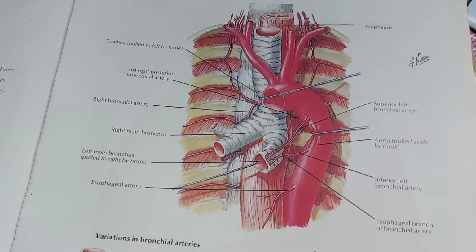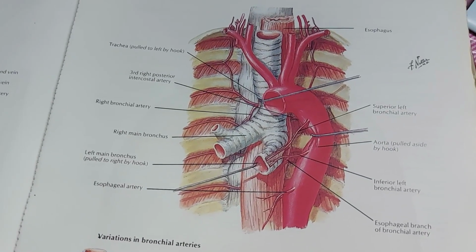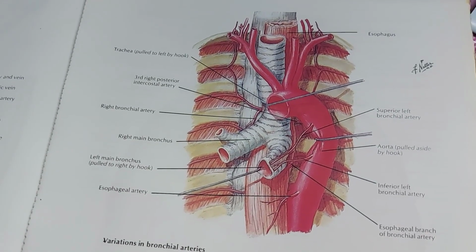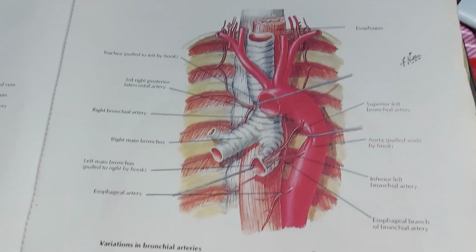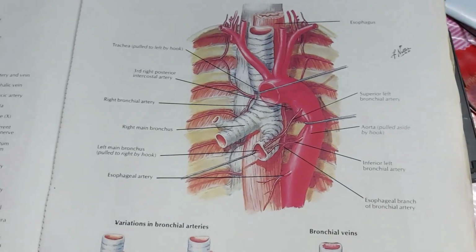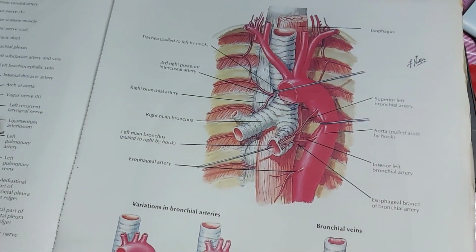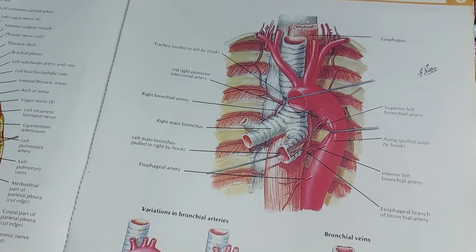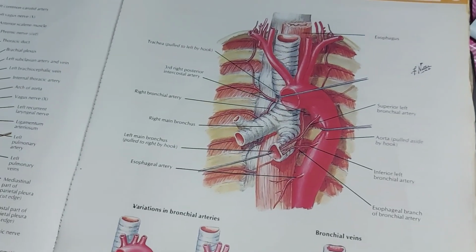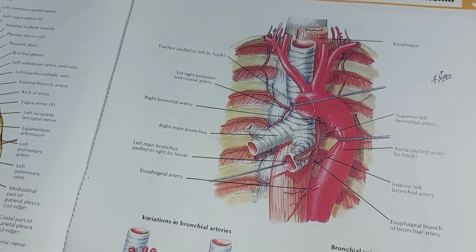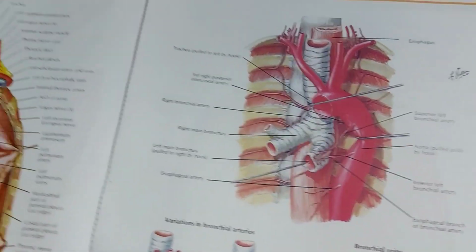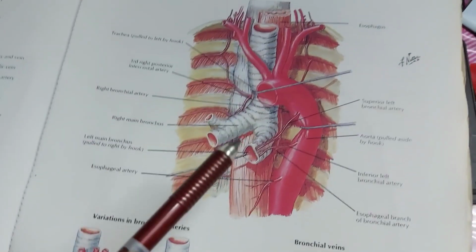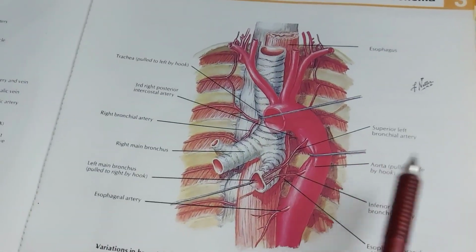Here we can see the arterial supply. Now, the arterial supply of the lungs. The lung is supplied by two types of arteries. The conductive portion of the lung, the area where there is conduction of the air, is supplied by the bronchial arteries.